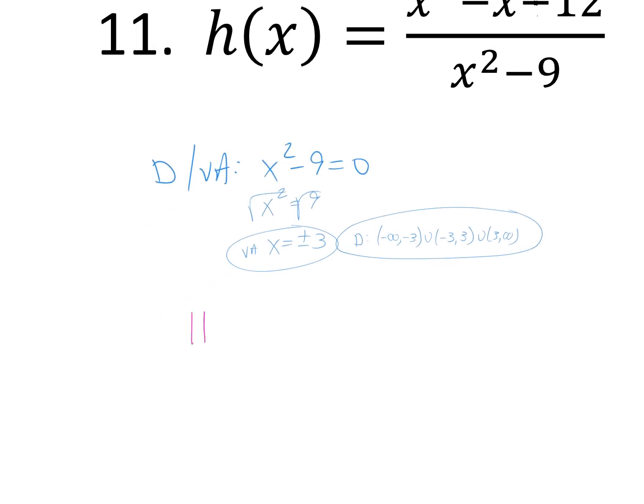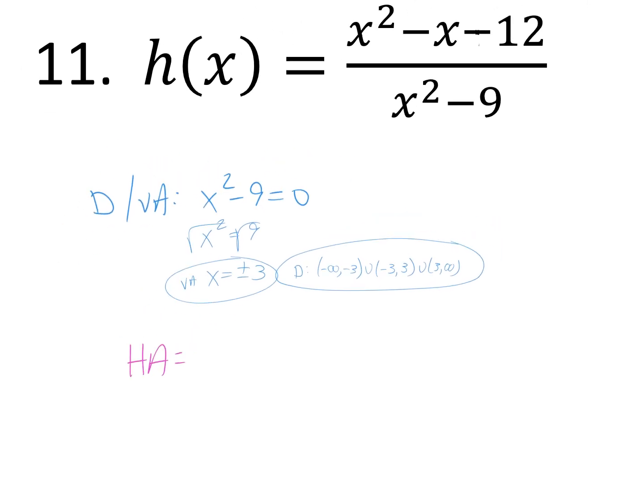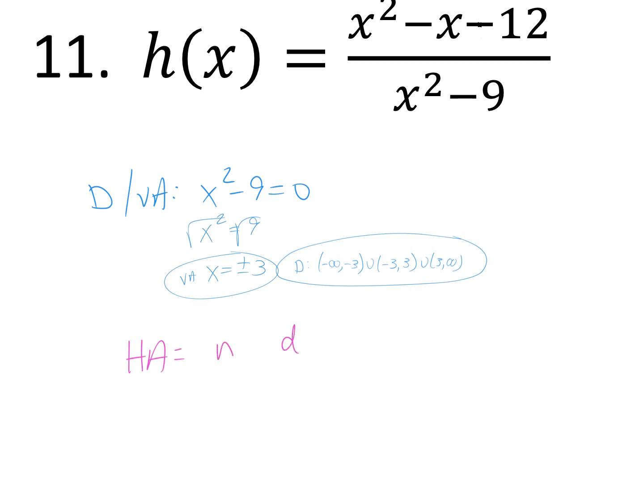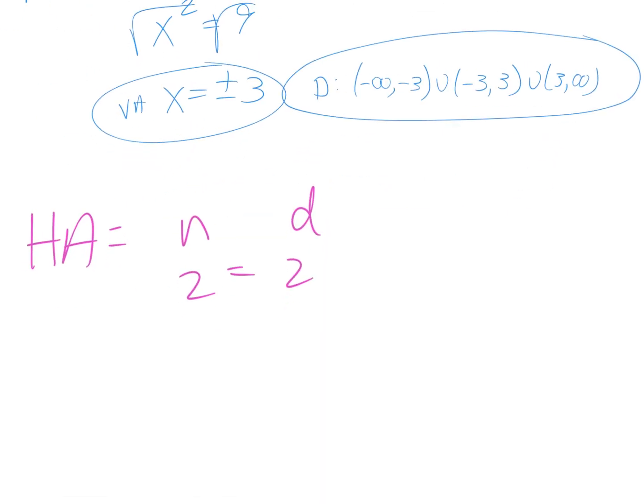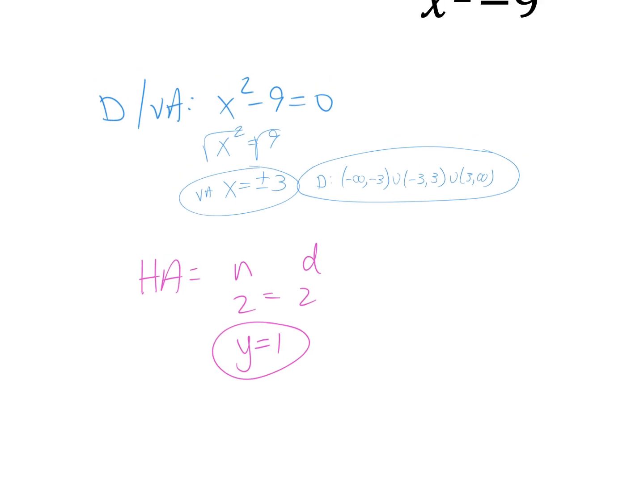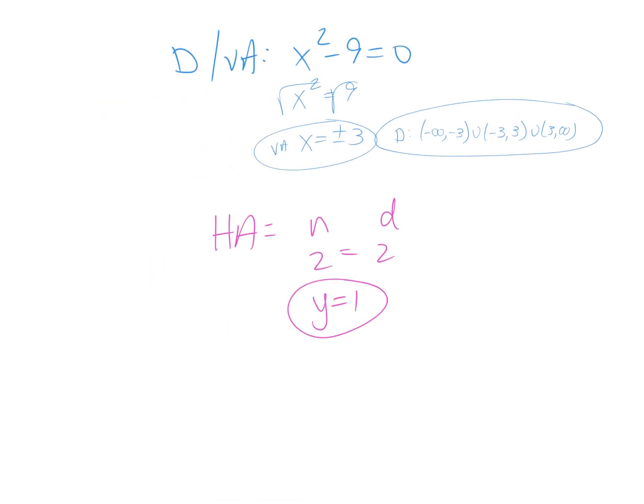All right. Horizontal asymptote. Let's compare the numerator to the denominator, 2 to 2. They're the same. So it's the leading coefficient of the numerator over the leading coefficient of the denominator. I get y equals 1. If I have a horizontal asymptote, what do I know about my slant? None. There is not one. Good.